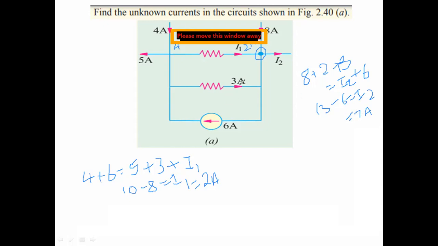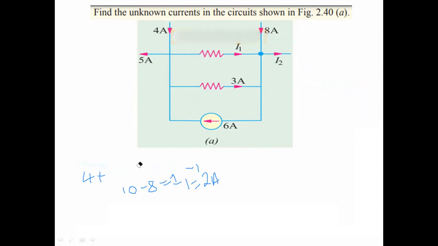Like this, we can obtain the unknown currents by using KCL. Similarly, we will see another problem. This is very easy.